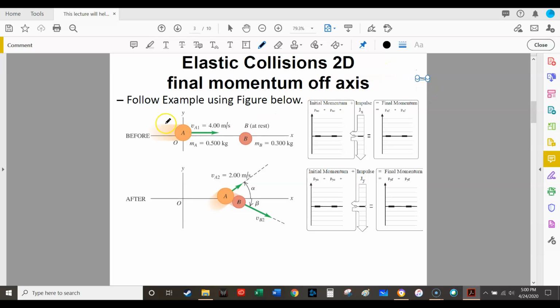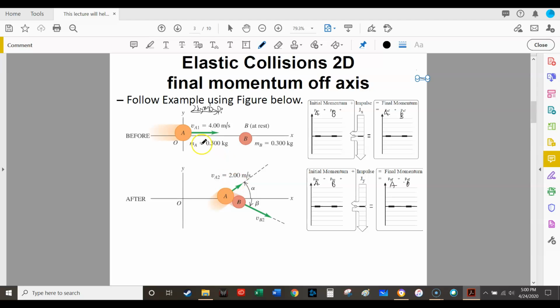Well, here we have a ball A. So I'm going to note that right here. This is momentum A, and this is momentum B. Okay, so you have ball A coming in, and it's going to hit ball B. And so this guy's momentum is 4 times 0.5, so this momentum vector is going to be to the right at 2 kilogram meters per second. And that's the initial momentum vector, right?